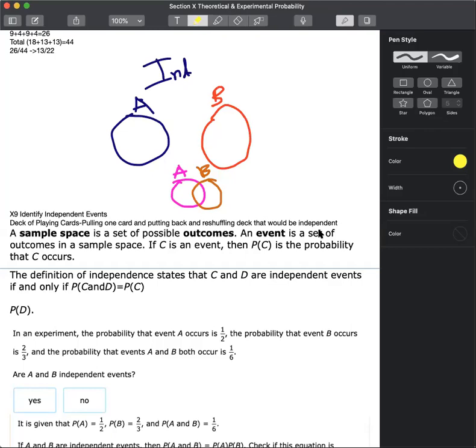All right, so our next section is X9, identify independent events. So looking at this diagram before we move into the questions. An independent event is going to be, for example, we have A and B, so our blue and our red, they're independent. There's nothing that's going to be combined.